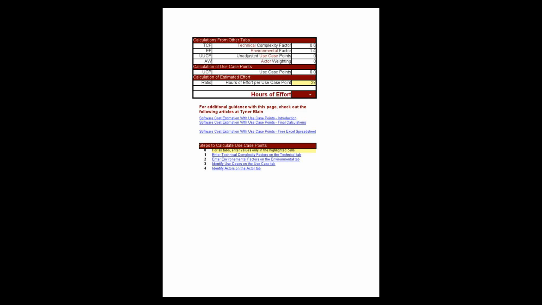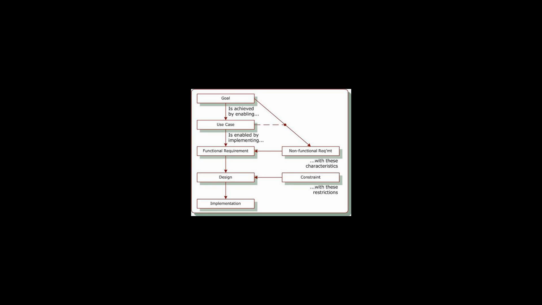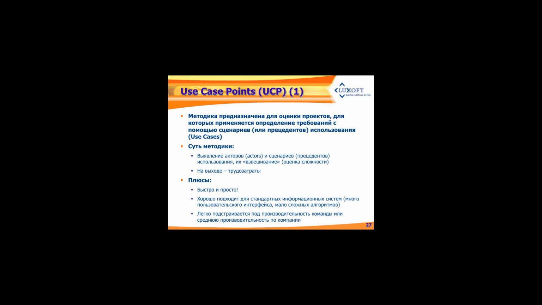History. The UCP technique was developed by Gustav Karner in 1993 while employed at what was known at the time as Objectory Systems, which later merged into Rational Software and then IBM. The UCP method was created to solve for estimating the software size of systems that were object-oriented. It is based on similar principles as the function point estimation method, but was designed for the specific needs of object-oriented systems and system requirements based on use cases.